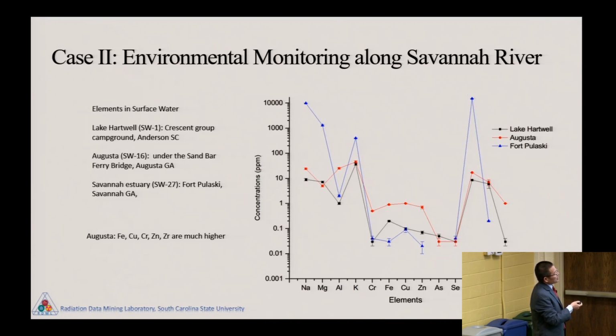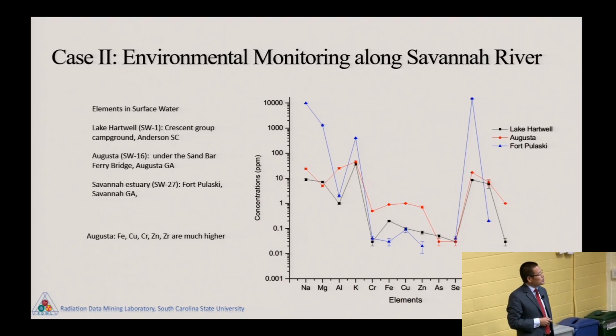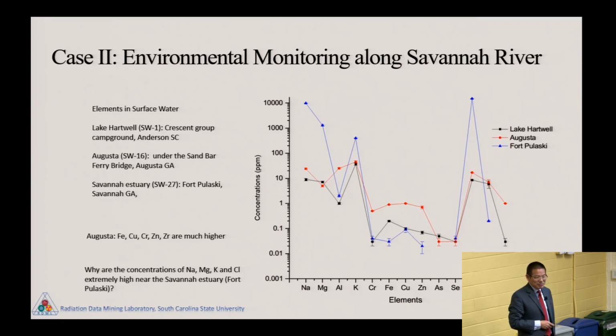And the interesting thing you can see here is that at Fort Pulaski, the chloride, sodium, and potassium are quite higher. Why does the water at Fort Pulaski have a lot of chloride, sodium, and potassium? Yes, exactly. That's near the ocean. It actually is kind of seawater. When we collected the sample, it was actually seawater.